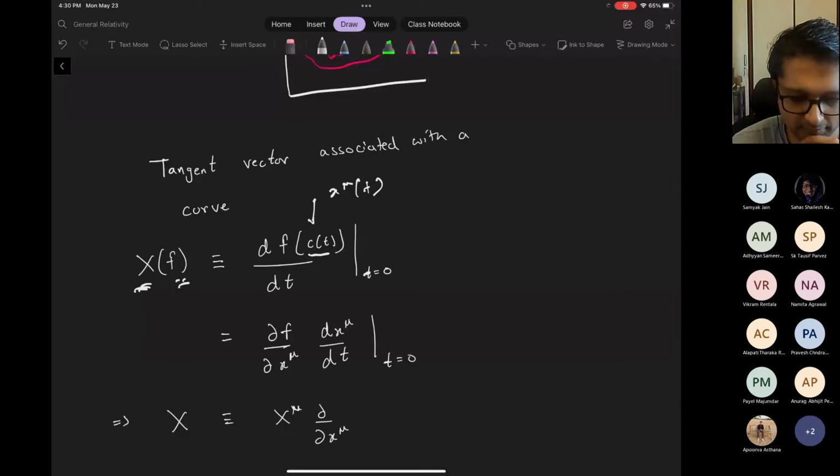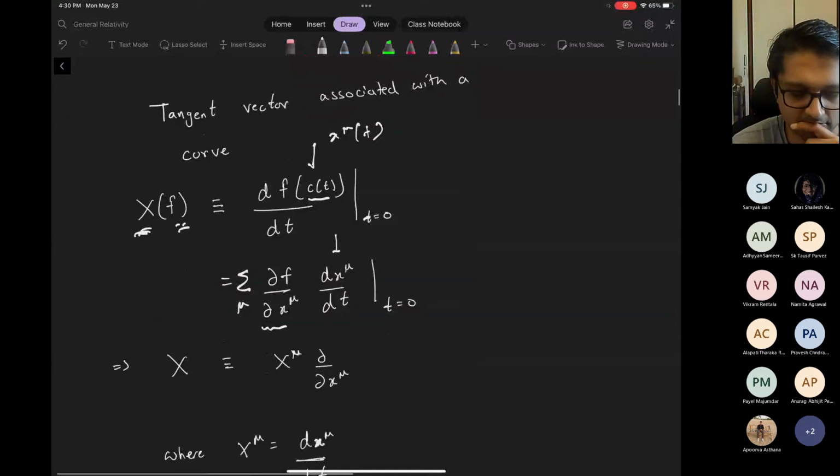Sorry, is there a bit of a lag? You're not seeing the, are you not seeing the summation sign?